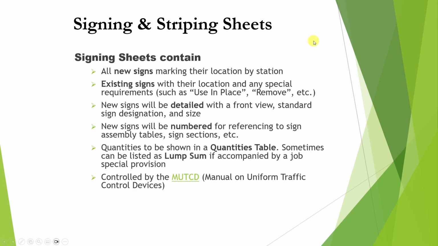Okay, signing sheets contain all new signs marking their location by station, existing signs with their location, and any special requirements such as use in place or remove. New signs will be detailed with a front view, standard sign designation, and size. New signs will be numbered for referencing to sign assembly tables, sign section, etc. Quantities to be shown in quantities table, sometimes can be listed as lump sum if accompanied by the JSP again. And it's also controlled by the MUTCD, the Manual on Uniform Traffic Control Devices.